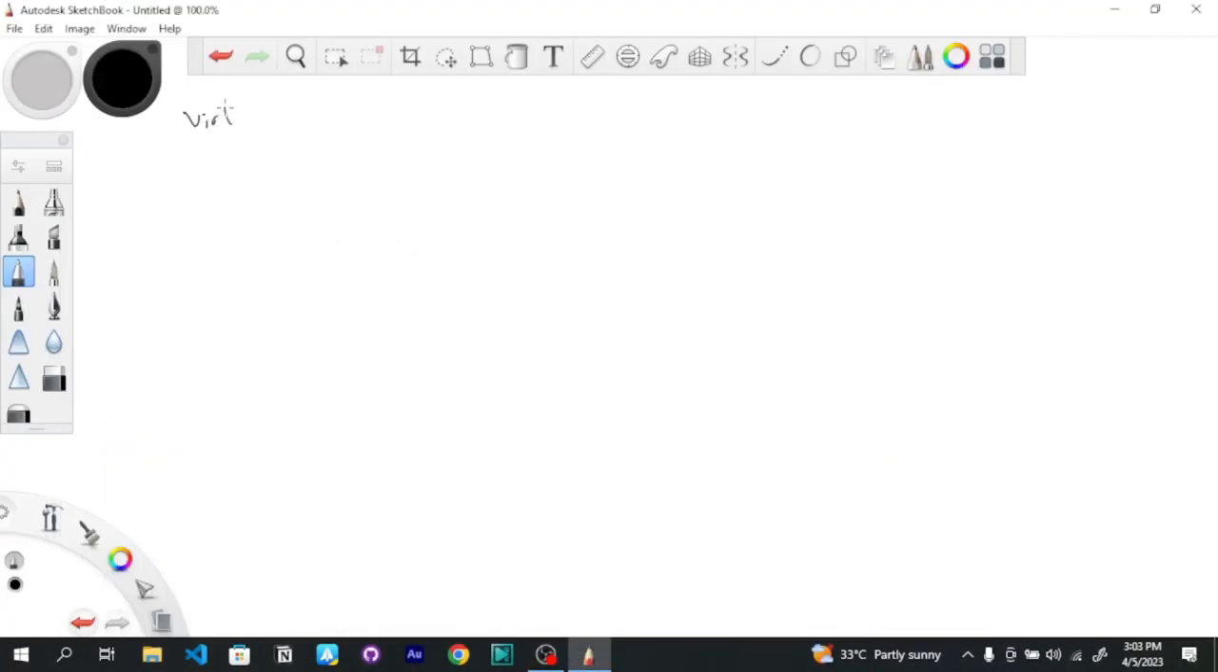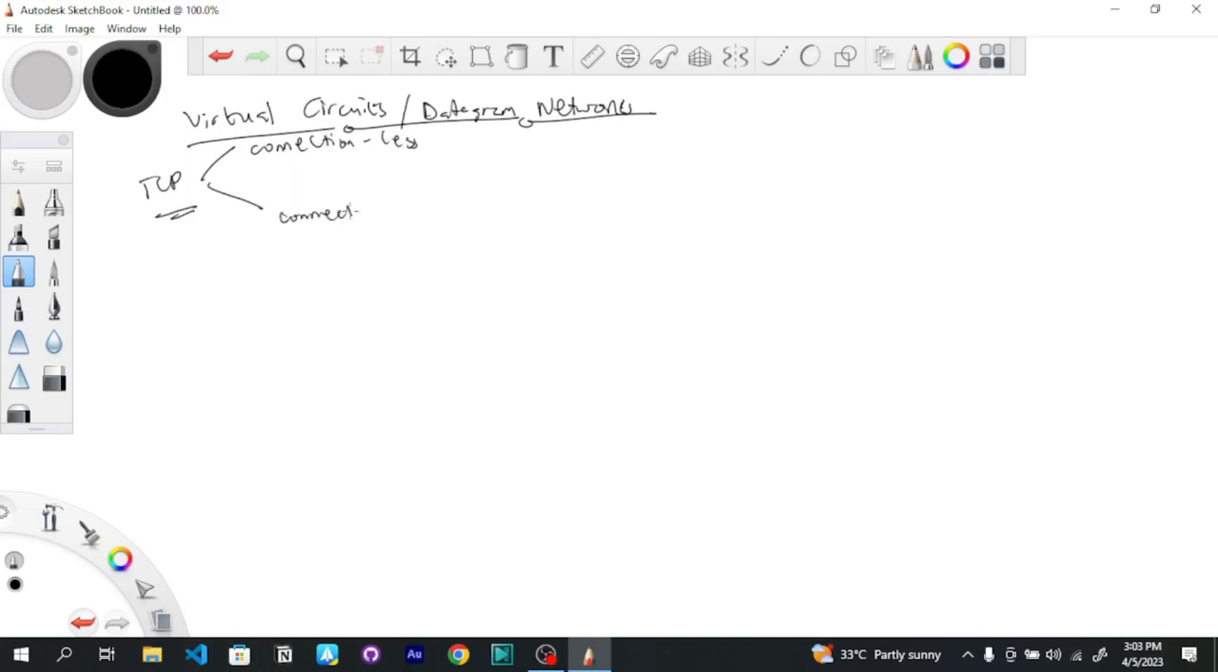Okay, so let's get to it. Virtual circuits and datagram networks. Now this is an interesting concept because we talked about IP being like no guarantees. If you remember in the transport layer, we talked about two types of connections, right? Connectionless and connection-oriented, where TCP was connection-oriented and UDP was connectionless.